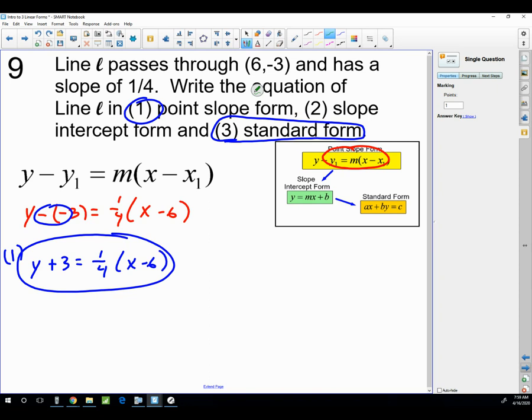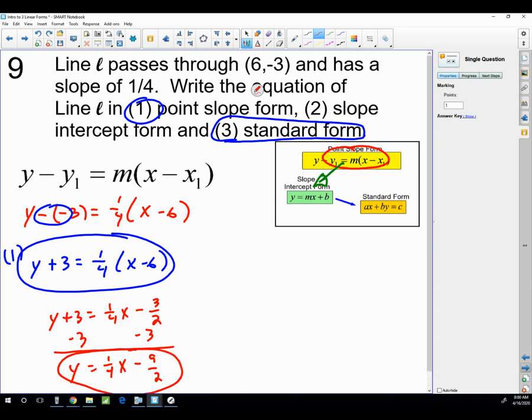What's special about this path is that one leads right into the other. So if we take the answer we have for part 1 and distribute, we'd have y plus 3 equals 1/4 x minus, 1/4 times -6 is -3/2. And then combine like terms or solve it for y. So we subtract 3 on both sides, and that'd be y equals 1/4 x minus, that would be 6/2, and 3/2 is 9/2. And then that would be the answer to part 2.